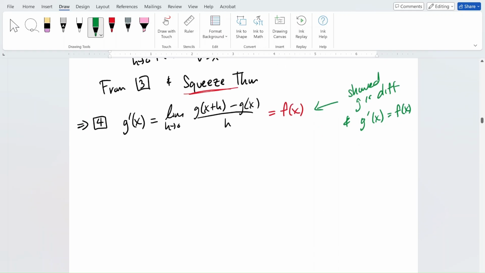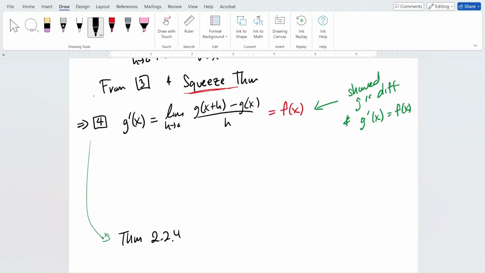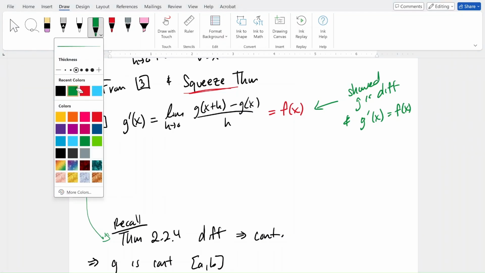So jumping to the very end of it, for the moment, to show that it is continuous, recall, I think, Theorem 2.24, or in short, that if a function is differentiable, then it implies that it's continuous. So, based off number 4, g is differentiable, so this implies that g is continuous on your closed and bounded interval, and that was the third thing that we need to show.